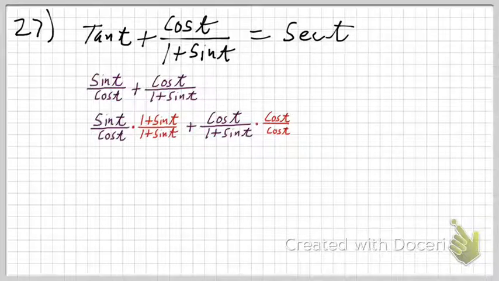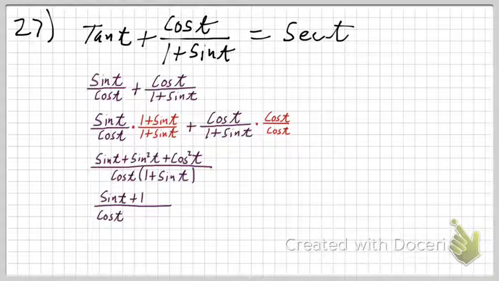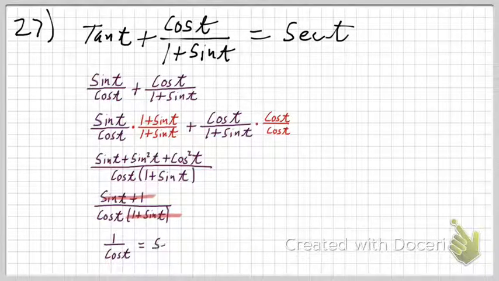Alright, so I am not going to distribute the denominator. I'm just going to leave the denominator alone, but the numerator I am going to distribute these terms through, and then I'm just going to leave the denominator as cosine t times 1 plus sine t. Alright, and then I see a sine squared plus cosine squared, and I have a Pythagorean identity. Well, that's just 1. And this is one of the reasons I don't distribute the denominator, because I can see that 1 plus sine t cancels out. That happens a lot. And I end up with 1 over cosine t, which we know is the secant.